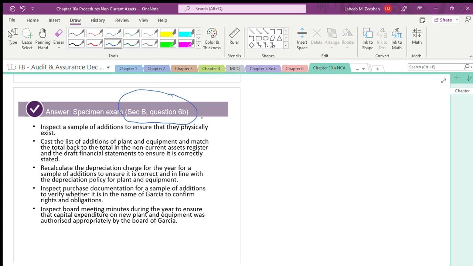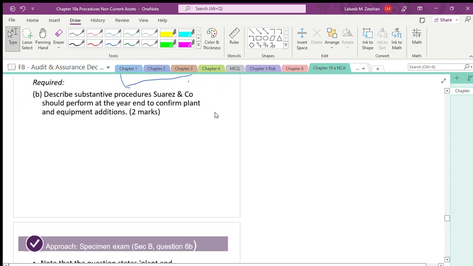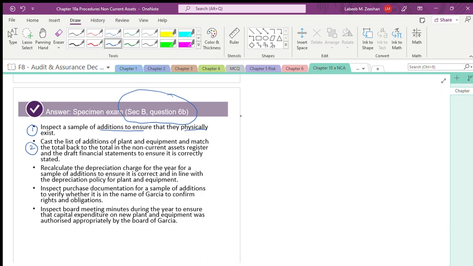If there is anything related to plant and machinery and equipment at the end of the year, if they have any additions to plant and machinery, what they have said is: inspect a sample of additions to ensure they are physically present. What is the second point? If you are talking about plant and machinery additions, cast the list of additions and match the total to the non-current asset register.